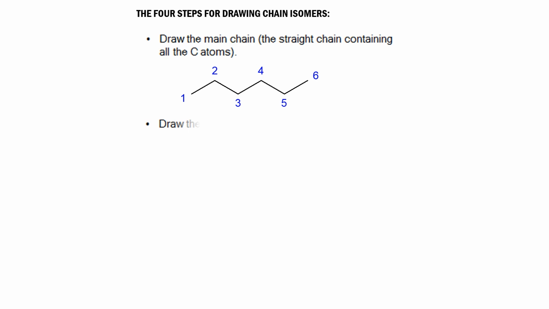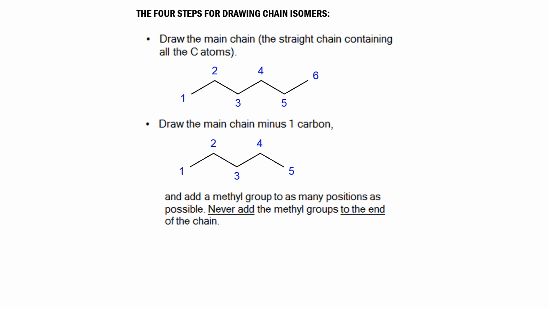This is a brief guideline on how to draw chain isomers. First, draw the main chain. The main chain is the straight chain which contains all the carbon atoms. For example, if we have 6 carbon atoms. For the second structure, draw the main chain but minus 1 carbon, from 6 into 5.